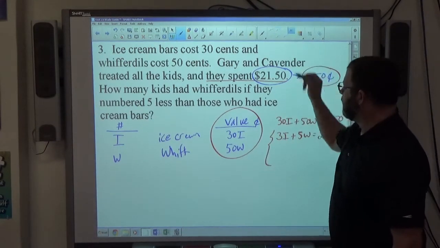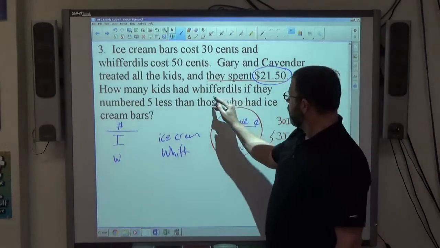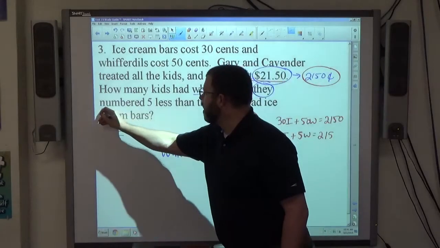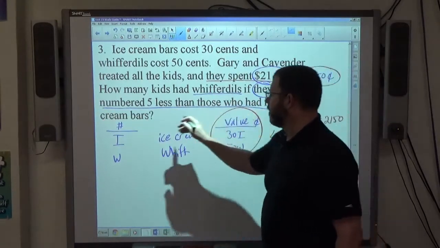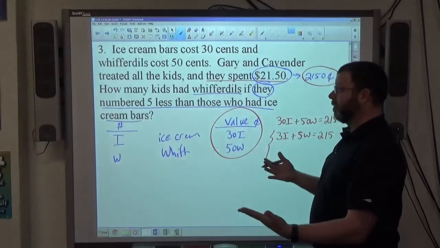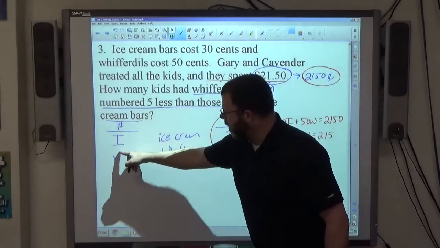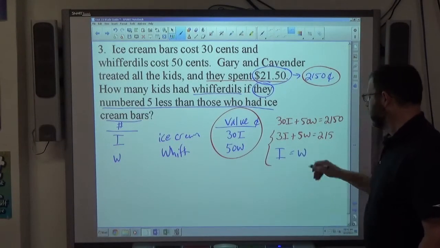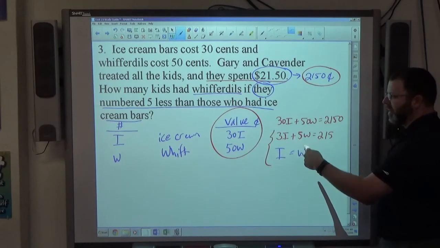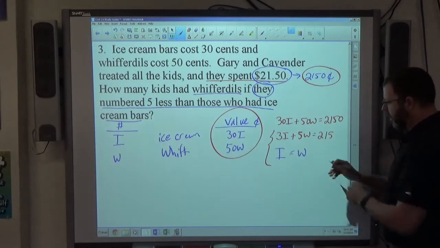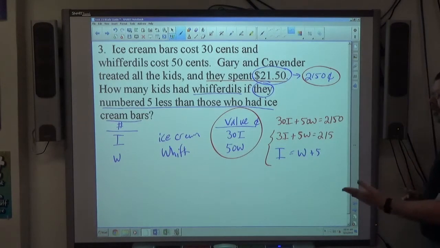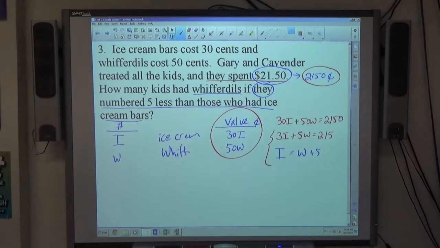The other fact is the whifferdil kids, that's the they, numbered 5 less than those who had ice cream. So the ones who had ice cream, there's more of them. So I is bigger than W by 5. So if I put I equals W, I know this is false. This is 5 less than that, so I have to do plus 5 to the smaller number to get the bigger number. I could also do I minus 5 equals W, take your pick, but that's how to handle that.